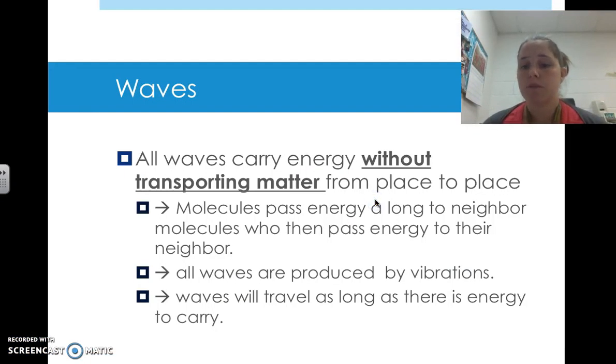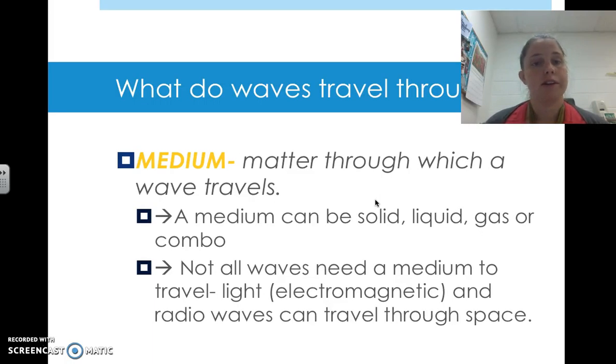Understand that all waves are produced by vibrations. When it says vibrations, it means like the excitement of the molecules. Remember, molecules vibrate and move. So understand that all waves are produced by those vibrations and one molecule transferring its energy to the next molecule. So waves will travel as long as there is energy to carry. So if there's energy, the molecules will continue to pass that energy along until the energy runs out.